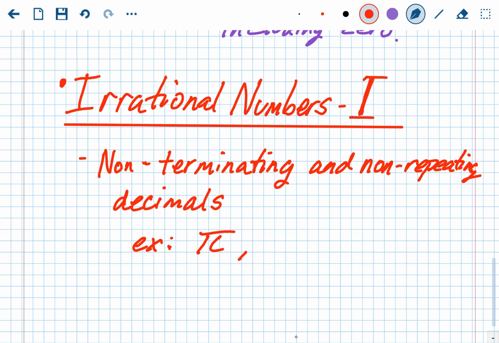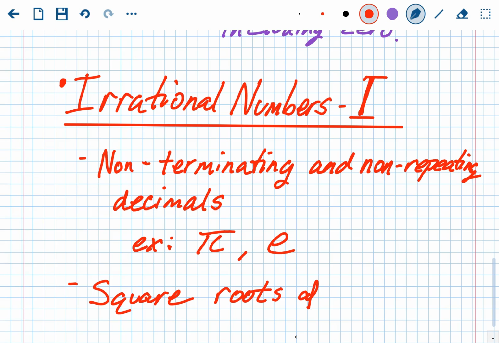Some examples of non-terminating, non-repeating decimals: Pi, that's one you're probably familiar with. And e, there's a number e that you're probably not familiar with, but it also doesn't end and also doesn't repeat. The other type of irrational numbers are square roots of non-perfect squares.